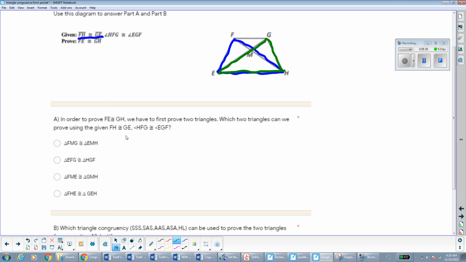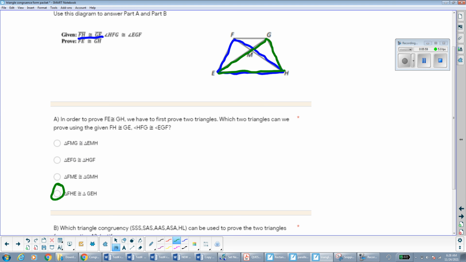And those are triangles FHE and GEH. So I see that in this answer choice over here. Those are the names of those two triangles.